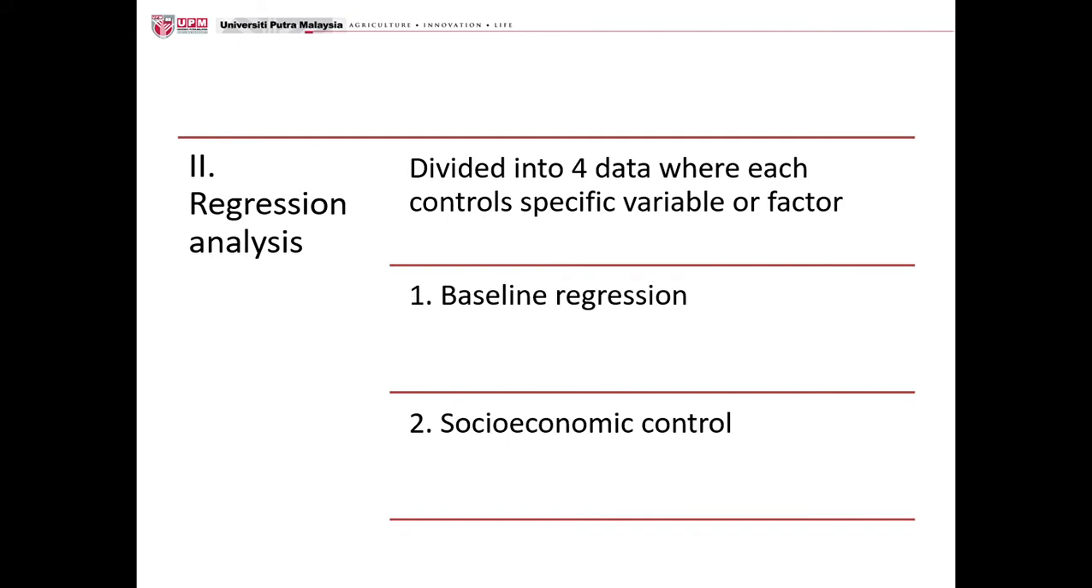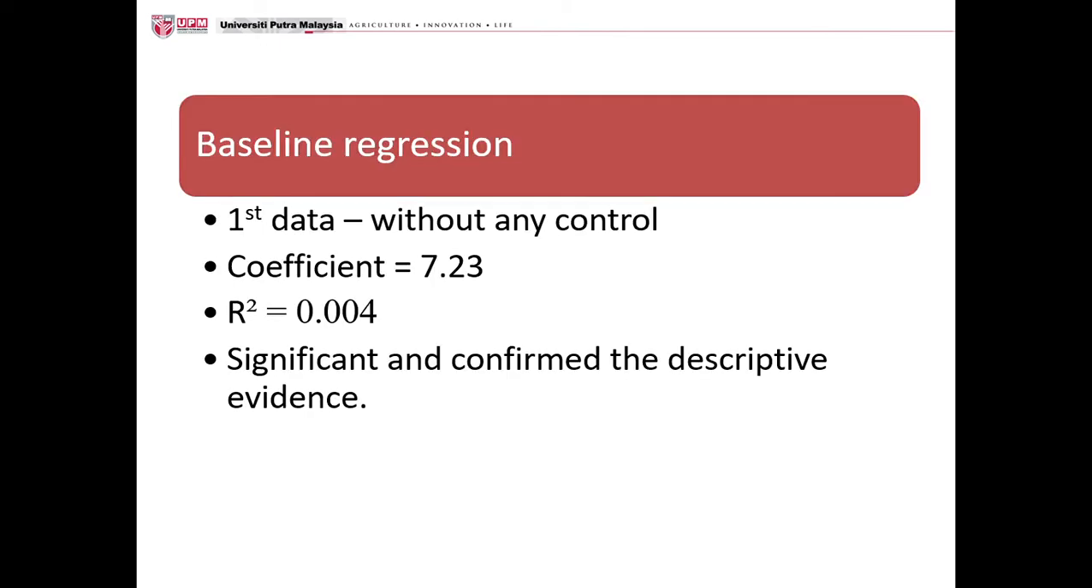So the next results are from the regression analysis, where this regression analysis is divided into 4 data, where each data will control a specific variable of factors. So it's also divided into two, which are the baseline regression and the socio-economic control. The first one, the baseline regression, is for the first data. The first data is where the researcher runs the simple regression model without any control, meaning that it is only concerned with the experience of school bullying.